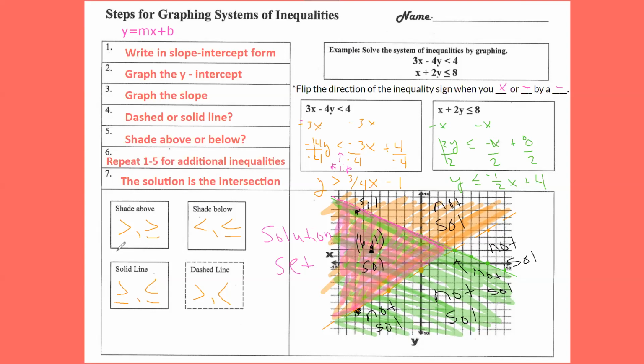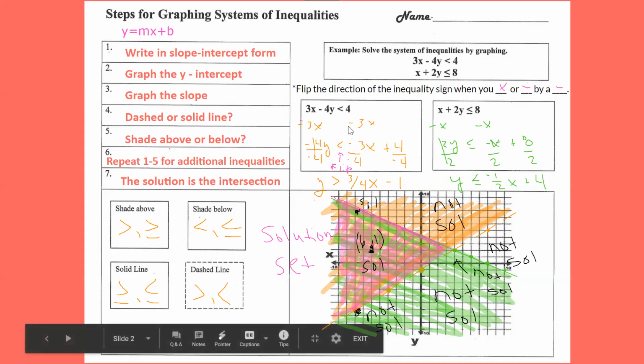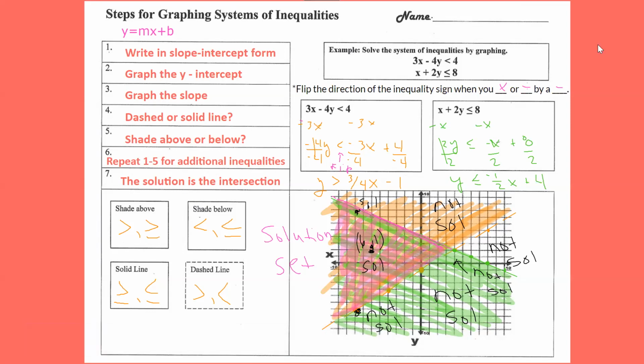Alrighty, so this is the end of our notes. Please go to Delta Math and start on the assignment that is graphing systems of inequalities. There's only 5 problems, and you'll just follow these notes. It's exactly like this. You graph your lines, and then you select a point. Thank you.